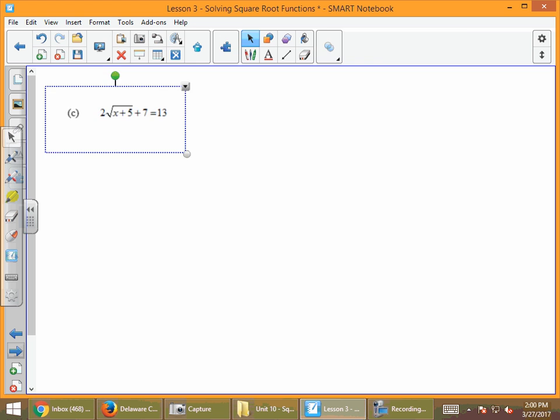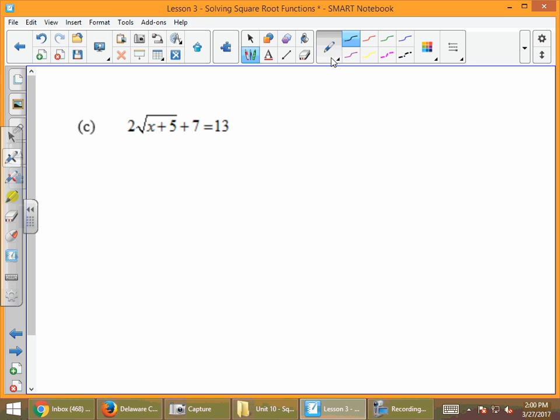So you look at C. And we want to isolate this radical. So anything not in that yellow box, anything not inside that radical, needs to move over to the other side. Okay?